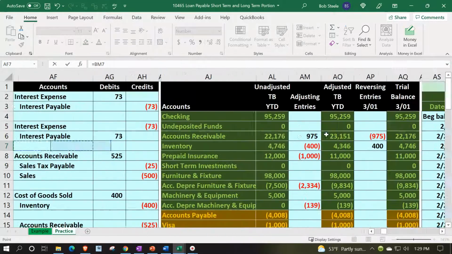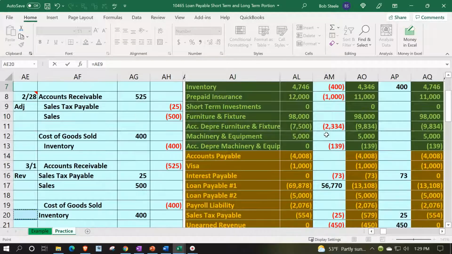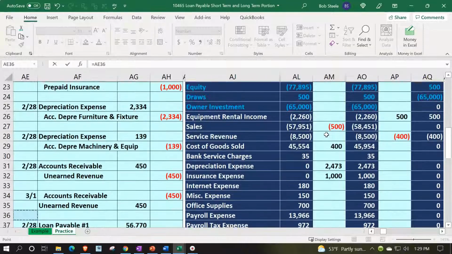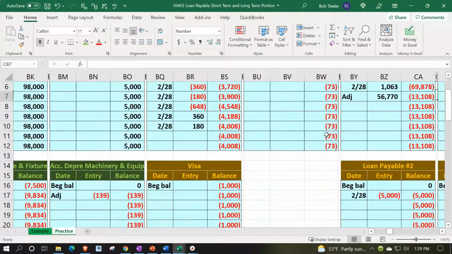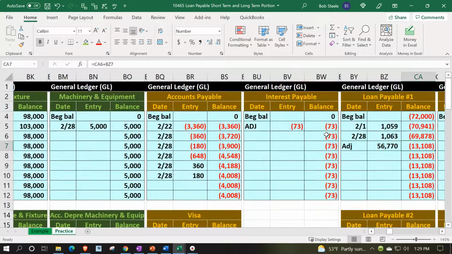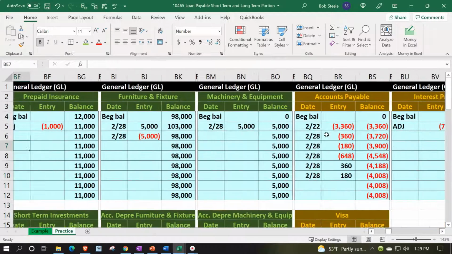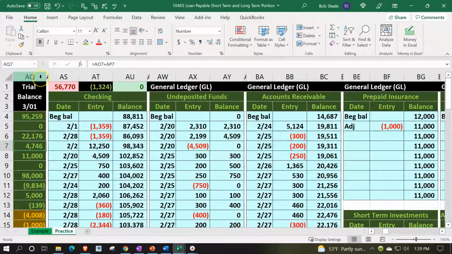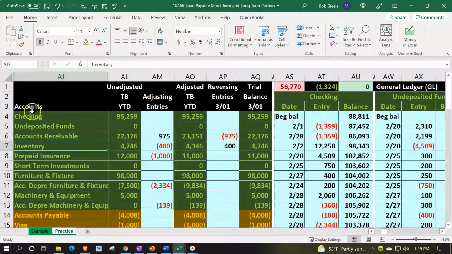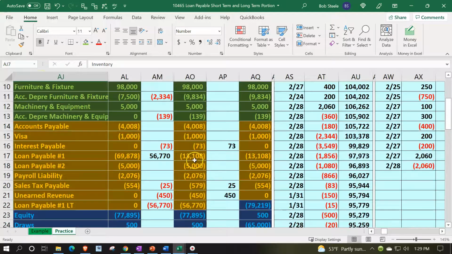Scrolling to the left to hit that wall, scrolling down to get that account, picking up that last account, 56770, bringing the balance to the 13108. That should put us out of balance up top, as it does right there, and we see that that 13108 matches the short-term portion of the loan payable.